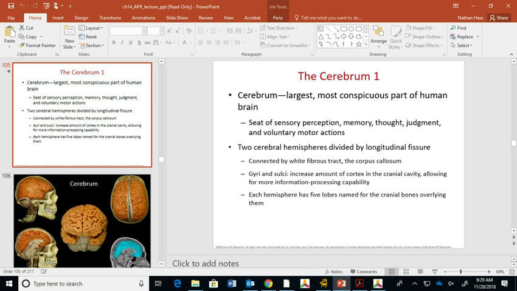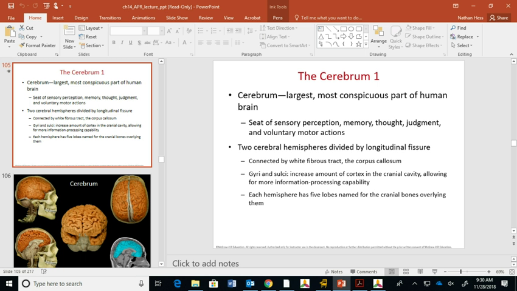So remember, it's divided by this longitudinal fissure into two cerebral hemispheres. Don't forget about the corpus callosum, that tract that connects the two sides. Don't forget about the gyri and the sulci. The gyri are the mounds, right? The hills. And the sulci, the valleys, right? And this gives larger amounts of information processing capability because I've got more space. I've got more area there.